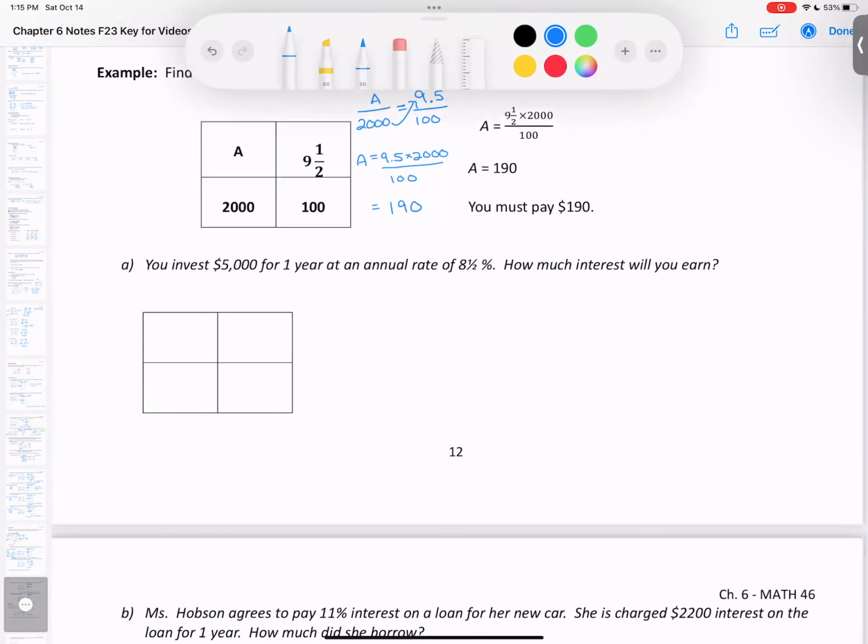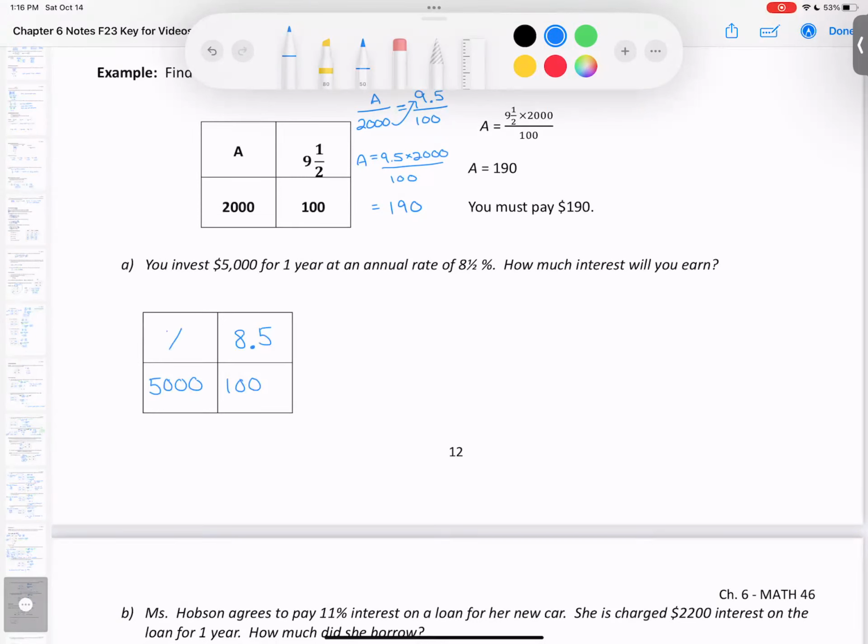Okay, next one. We invest $5,000 for 1 year at an annual rate of 8.5%. We want to know how much interest we will earn. So our rate then is 8%. Sorry, 8.5. I'm going to convert that to a decimal, 8.5. You could have also converted that to an improper fraction, 17 over 2. I'm going to do 8.5, and that's out of 100. Our total investment amount is 5,000. So we're looking for what is 8.5% of 5,000, because that's how much we're going to earn.